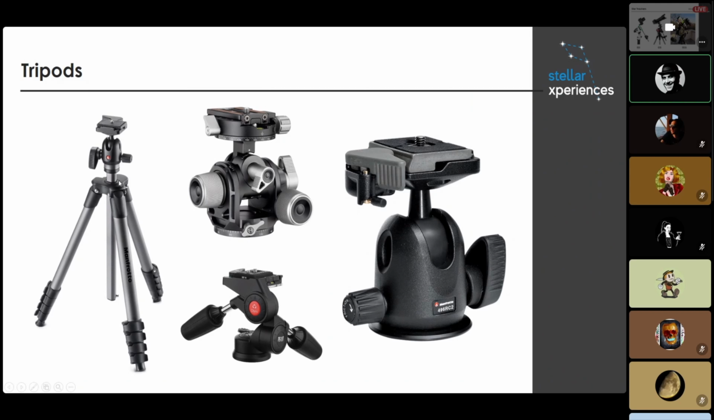And if it is possible, changeable heads, and there are different types of heads like this one. It's called a ball head. It's called a pan tilt head. It's called a geared head. So for astrophotography, we tend to use ball heads or gear heads, or there are also some panoramic heads that you can buy. Of course, the price will differ.